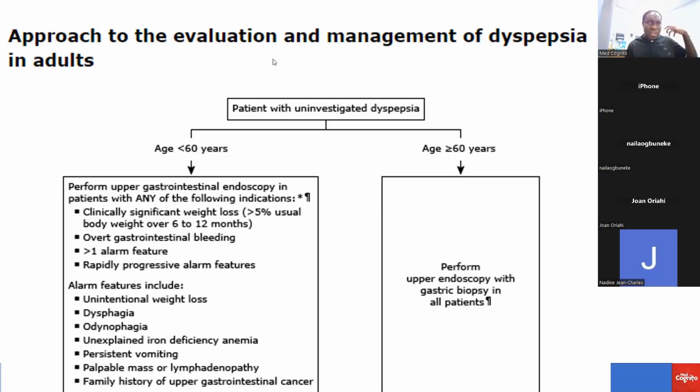But if you have another patient who is presenting with the same thing and say the patient is 50 years, 45 years, and the patient does not have any of the red flag signs we discussed: unintentional weight loss, dysphagia, no anemia, no persistent vomiting, no lymphadenopathy. You are not going to move directly to endoscopy.